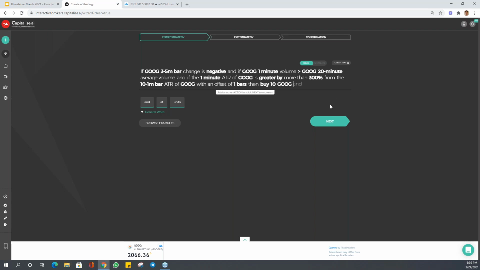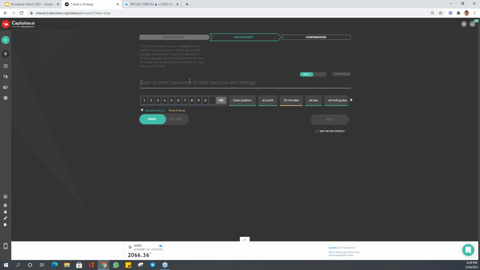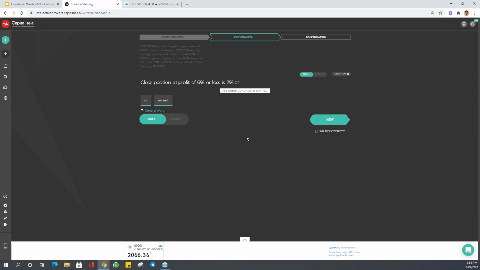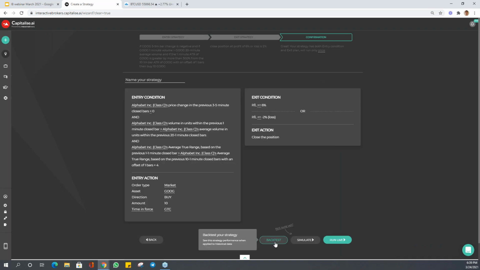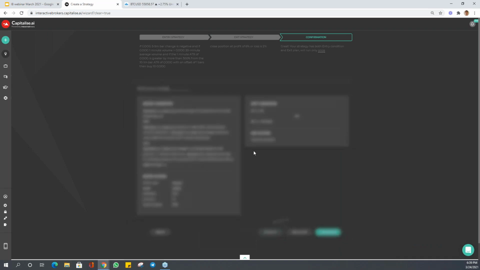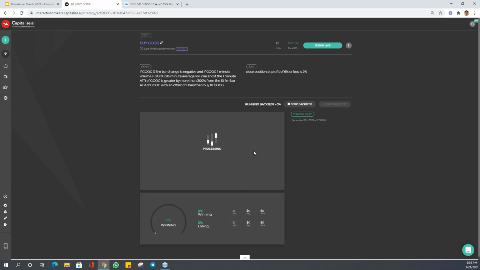So let's see how the strategy runs, and let's go with a profit or loss here. Let's go close position at profit of 6%, or loss of, let's go with 2%. So we've got the entry, we've got a very basic exit, where we take profit or we want a stop loss, and we're going to click next and backtest this. And again, remember traders, you don't have to stay here. We want to try and optimize a strategy, and the best way to do it is to try different exits. So let's try and get better results from here.